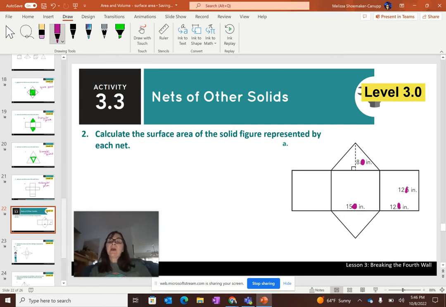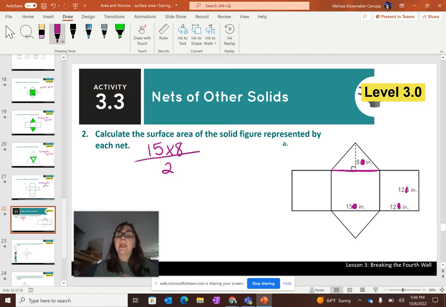We can see that we are going to have to find the area of some triangles. Okay. So let's take a look at this. We can see that it's 15. The height of that triangle is 8. So I know I'm going to have to take 15 times 8 and then cut it in half to find the area of this green triangle. Okay, we have another one the same size right there.